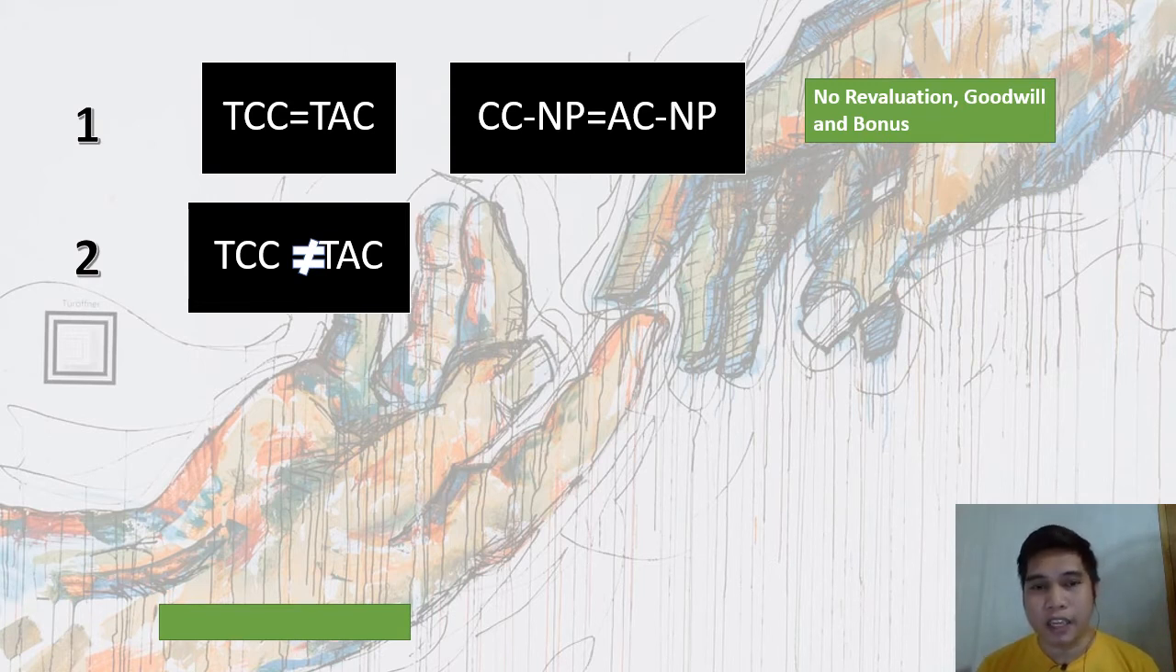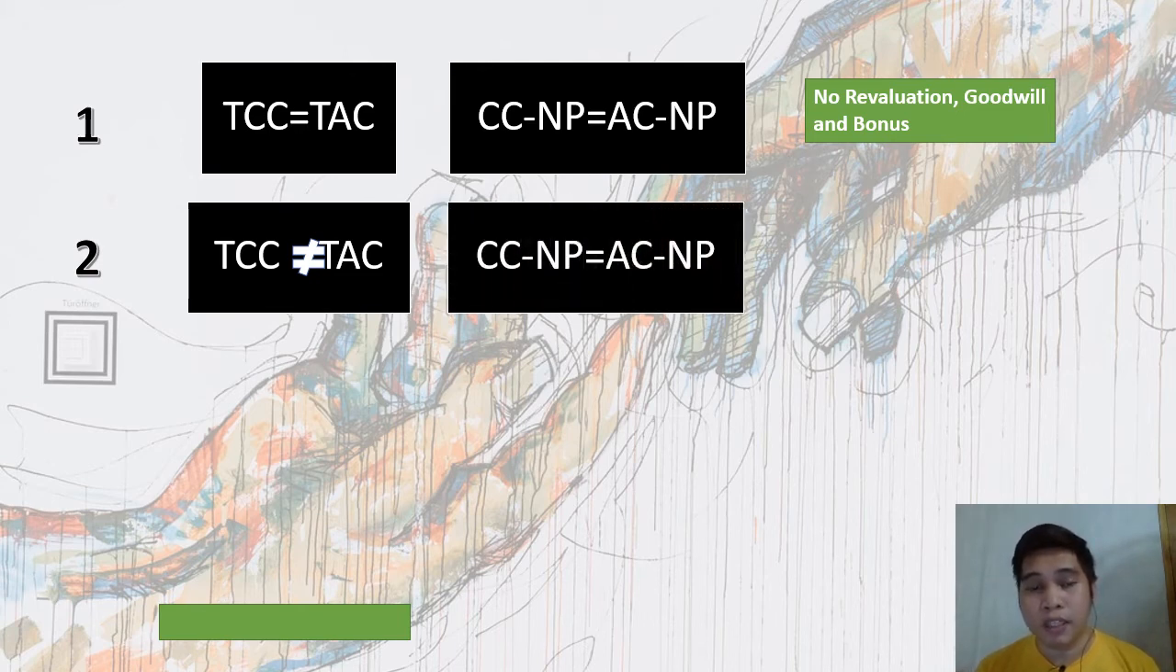So next, what if the total contributed capital is not equal to agreed capital? So if that's the case, automatic, meron tayong revaluation or kaya naman, meron tayong goodwill. So ang kailangan nyo lang tandaan dyan, kailangan pong sabihin ng problem kung revaluation ba yan or goodwill. Kasi sinabi natin kanina, under revaluation, it is only given to old partners. While sa goodwill, kailangan natin i-identify sino ba yung bibigyan natin ng goodwill.